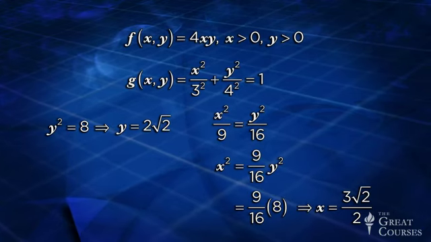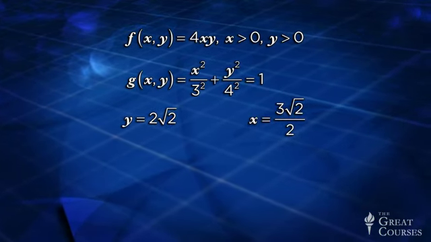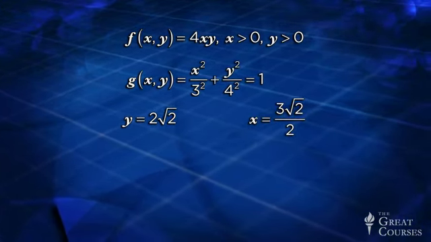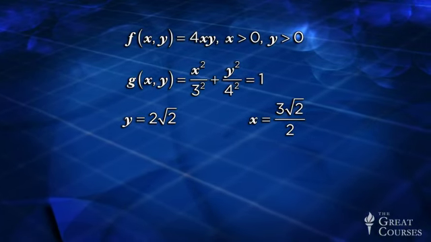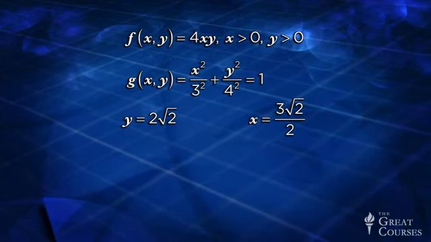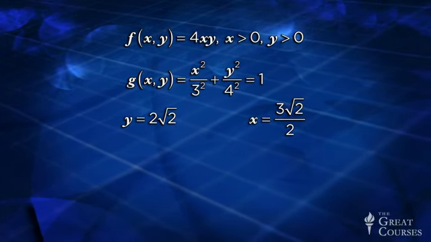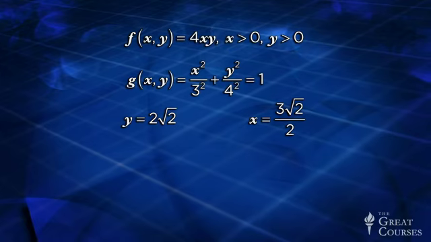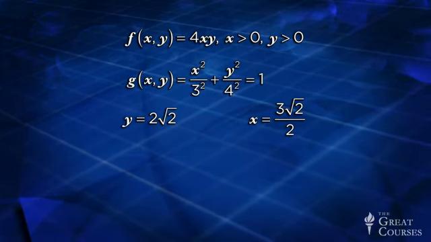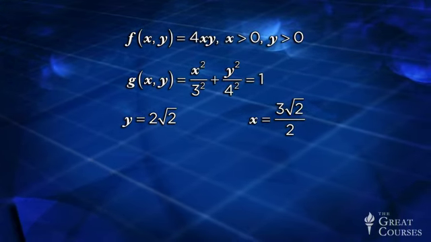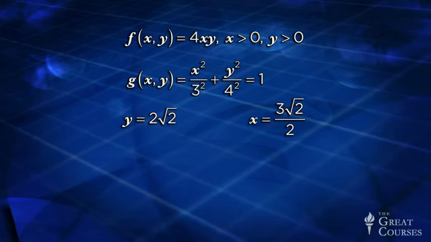Wow. We have our answer. We know what x is. It's 3 square roots of 2 over 2. And we know what y is. It's 2 square roots of 2. That's a point on the ellipse. And with those coordinates, we have maximized the area of the rectangle inscribed in that ellipse.